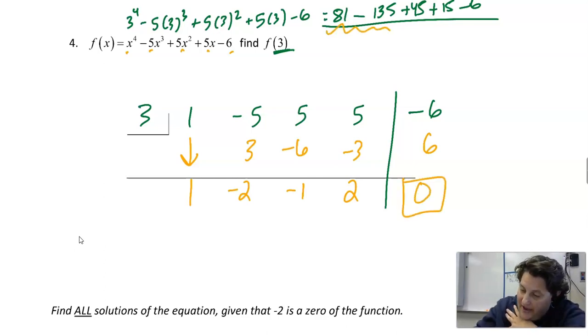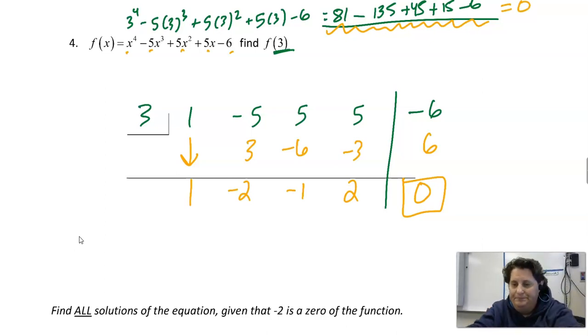So if we added that all together, you guys could do it on a calculator or something, since the numbers are kind of big. If I added that all together, I should get 0. Let me see. 81 minus 135 plus 45 plus 15 minus 6 is 0. All right? So my answer is 0, my remainder is 0.